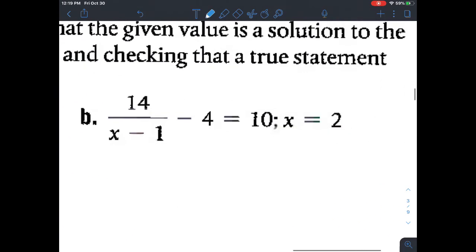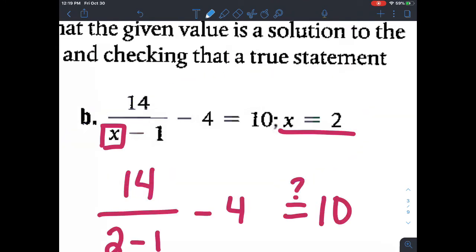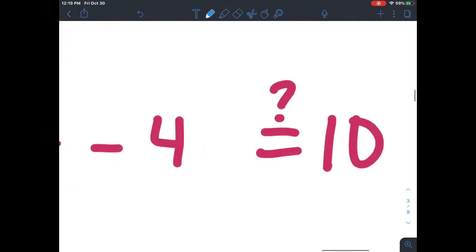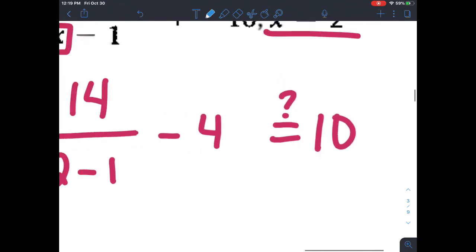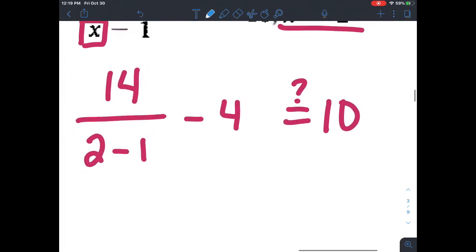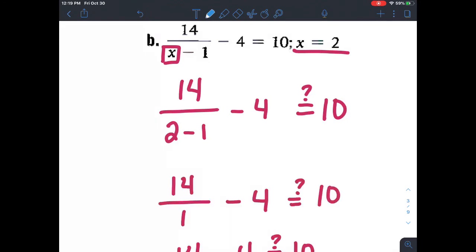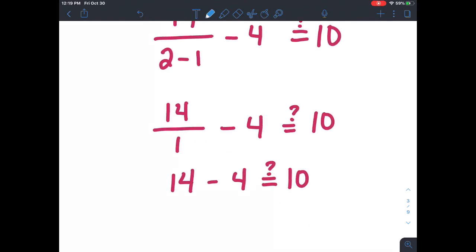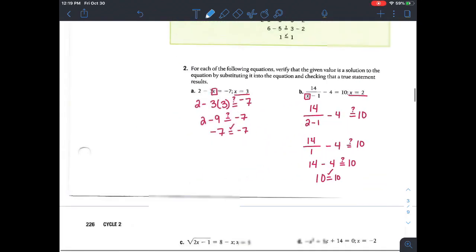For part B, same deal. I'm going to plug in 2 for x, and then I'm going to evaluate. I don't know if they're equal yet. I can't do that math quite in my head super fast, so I'm going to write a question mark there. If you want to see all of my steps, go ahead, follow through. And 10 does in fact equal 10. Yes, it is a solution.